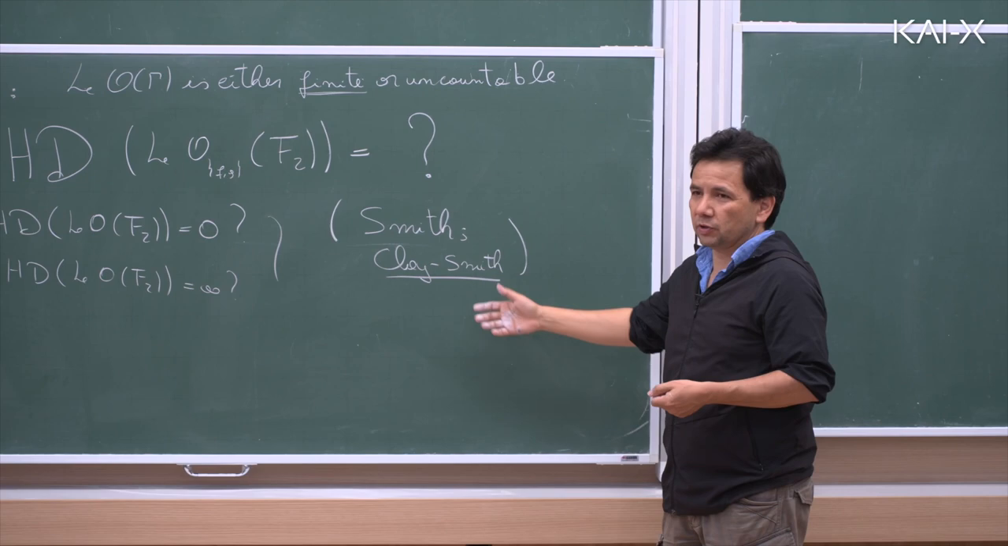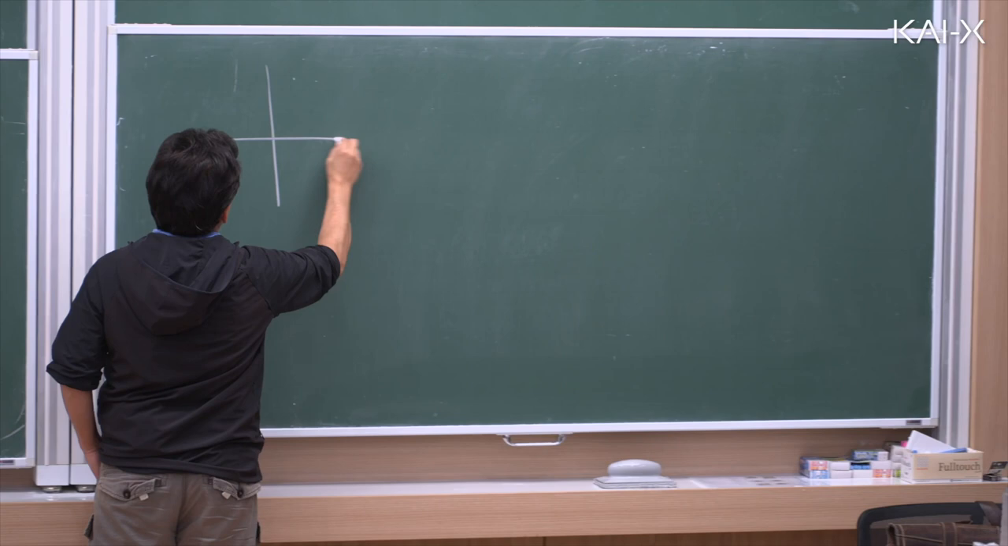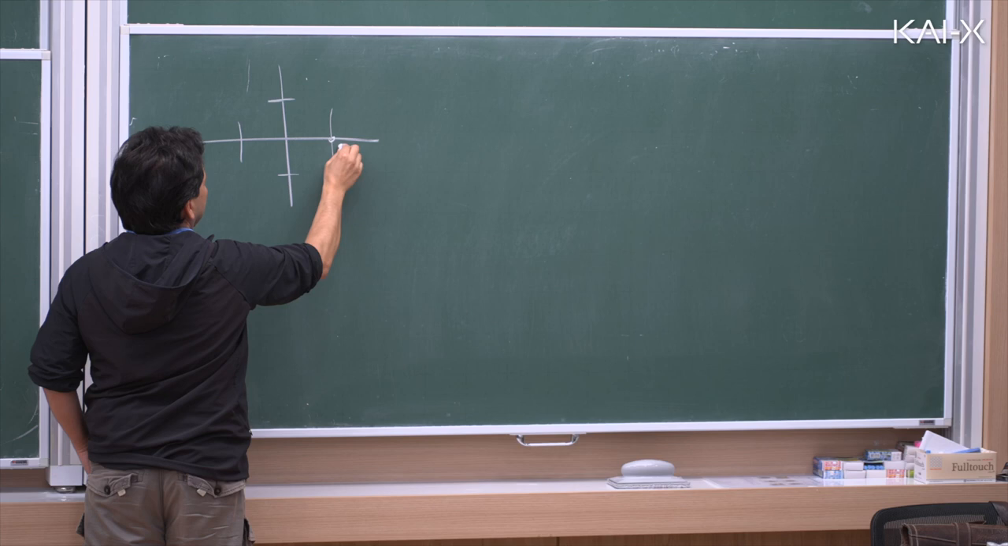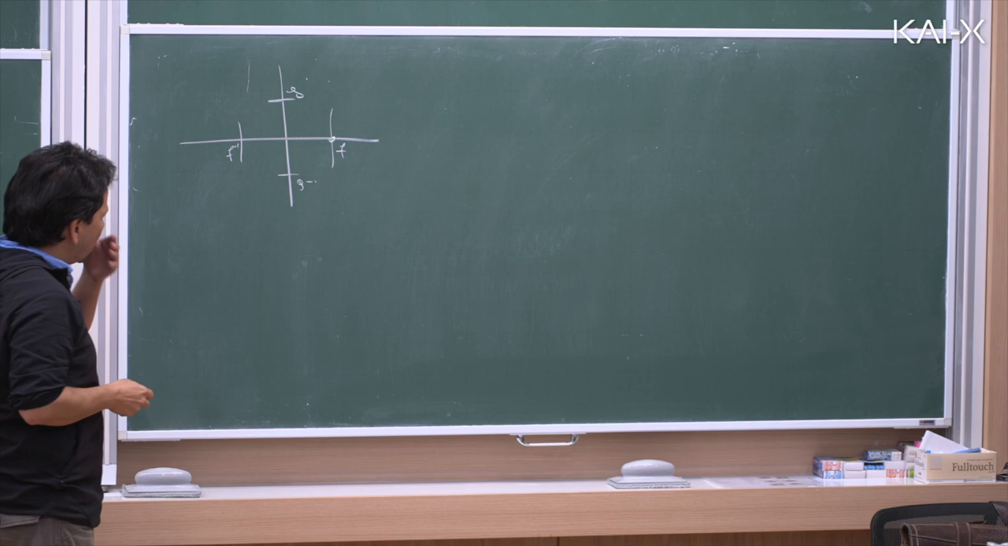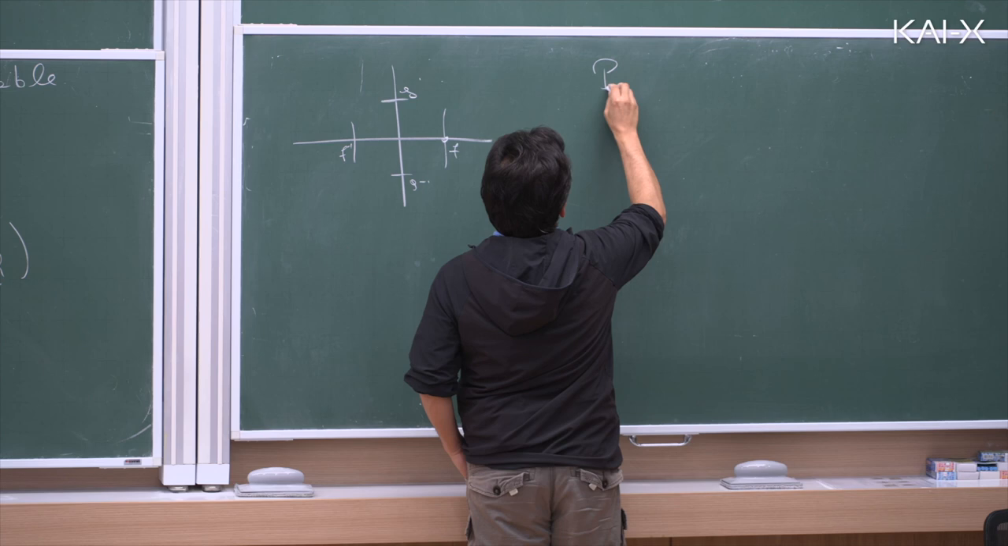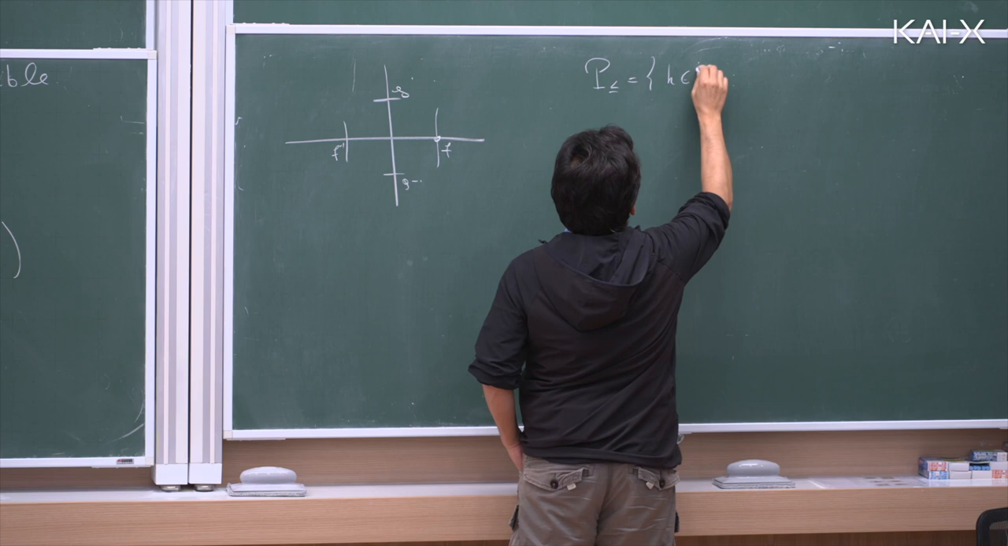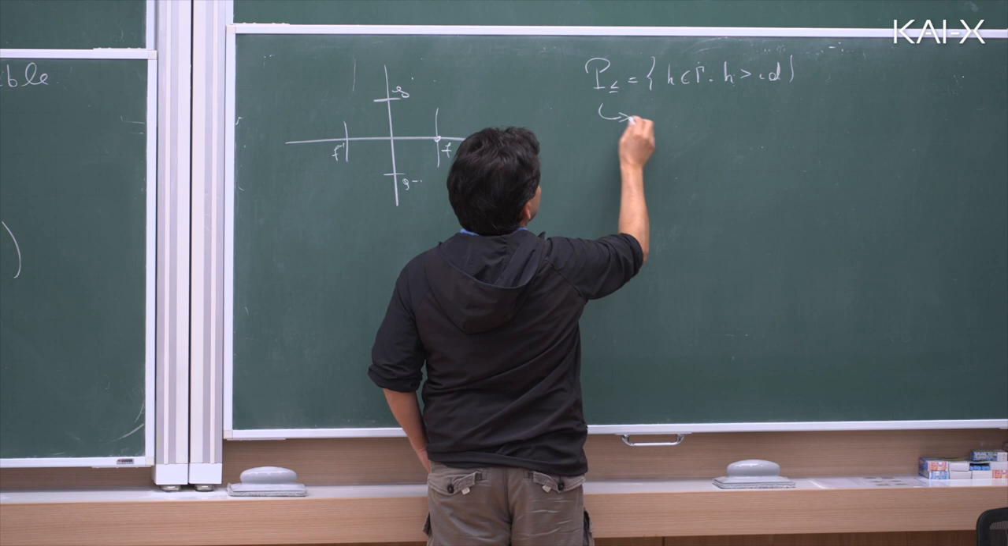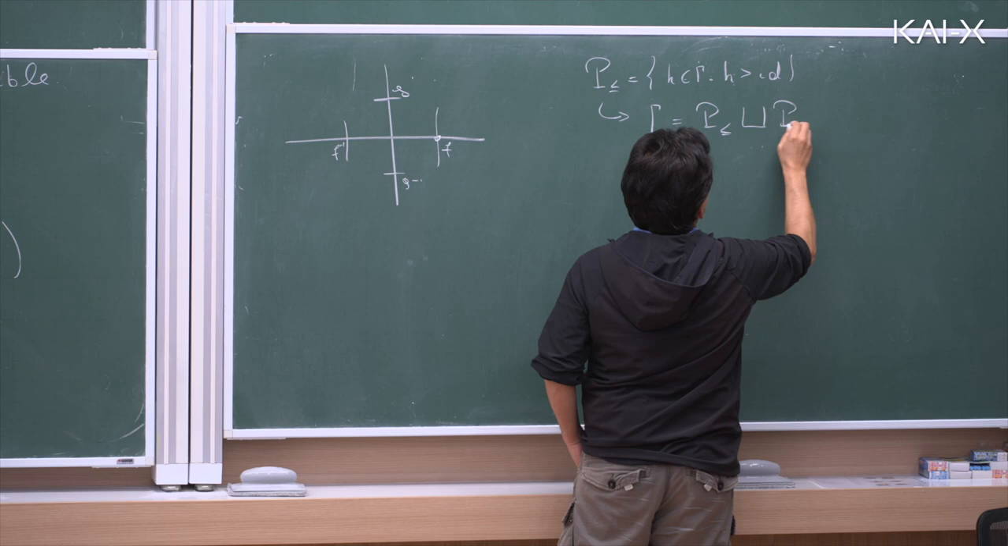Because you know you have the free group. Let me draw a picture in order to illustrate this. So this is F and this is G. So you have F here, G, G inverse, F inverse. And well, there is a better way to think about an order. Better way is to think about what is called the positive cone. The positive cone of an order is the set of elements in the group that are larger than the identity. And what is nice with this is that gamma is the disjoint union of this positive cone, which is a semigroup.